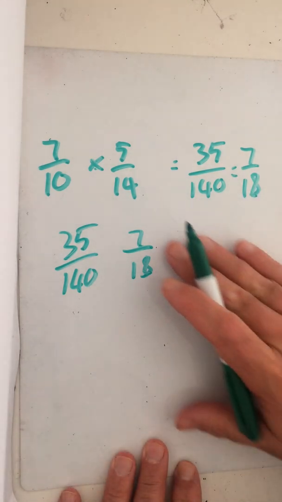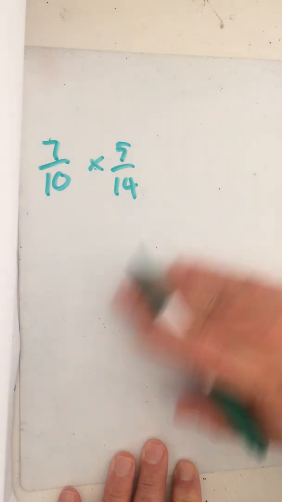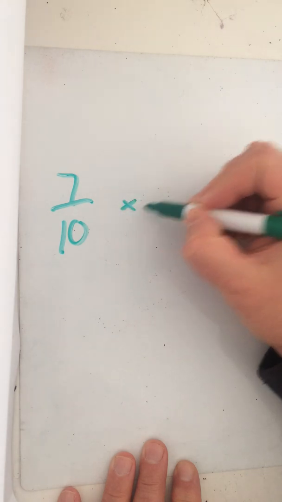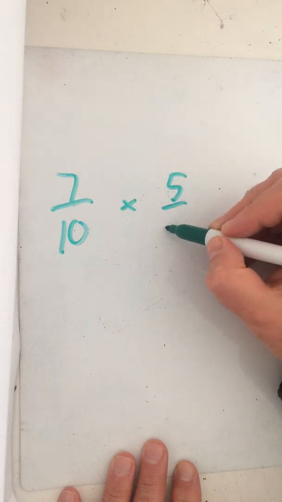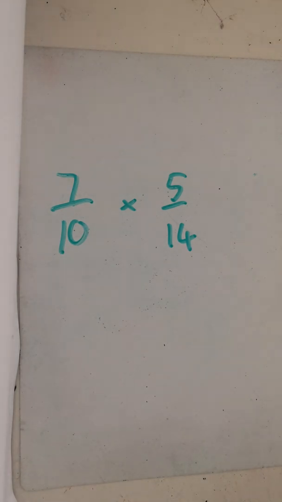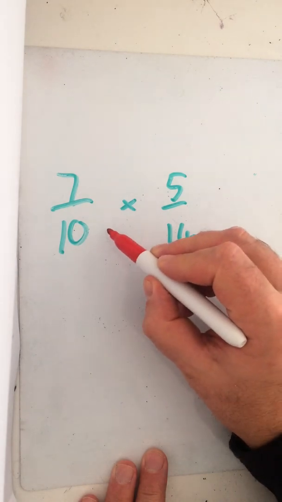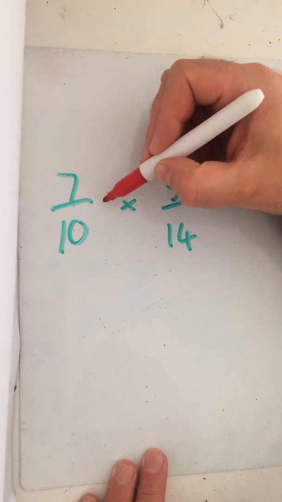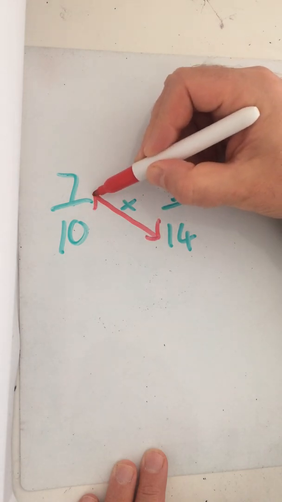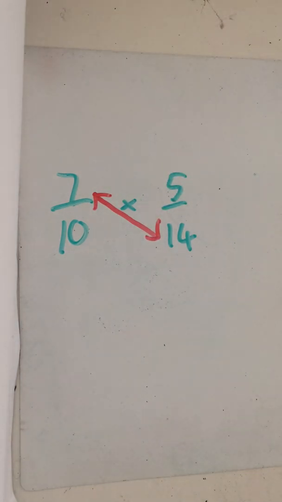All right, now let's have another look at this question here. Okay, 7/10 times 5/14. Now, this is really important. This is why I'm going to show you this straight away, because there's one thing that can make it so much easier when we're multiplying fractions, and it's called cross simplification. So I'm going to go along the diagonal, and sometimes, not always, sometimes I can simplify diagonally.